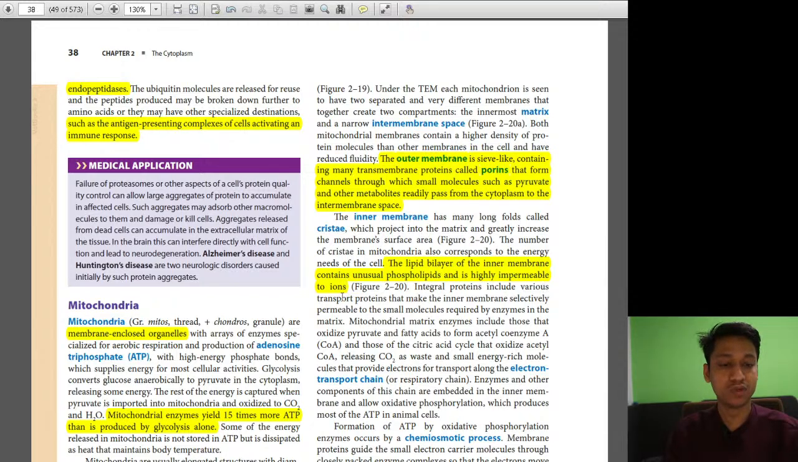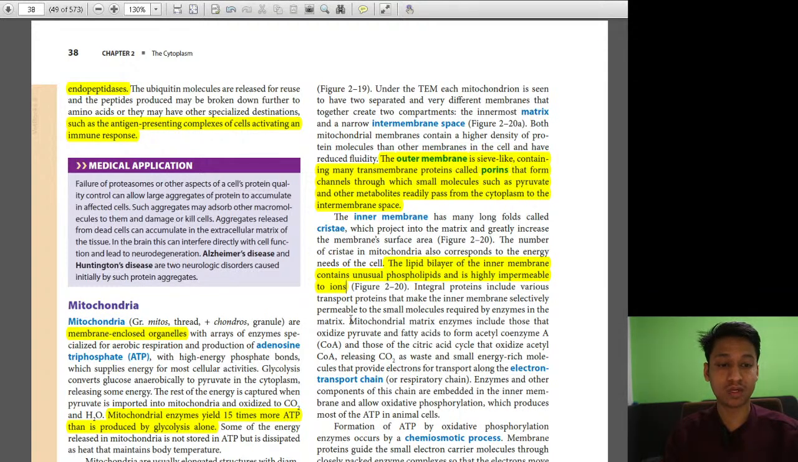Integral proteins include various transport proteins that make the inner membrane selectively permeable to the small molecules required by enzymes in the matrix. Of course, we need some molecules in the matrix for the aerobic respiration process, and we need a selective protein there. Mitochondrial matrix enzymes include those that oxidize pyruvate and fatty acids to form acetyl coenzyme A, and those of the citric acid cycle that oxidize acetyl coenzyme A, releasing CO2 as waste and small energy-rich molecules that provide electrons for transport along the electron transport chain.